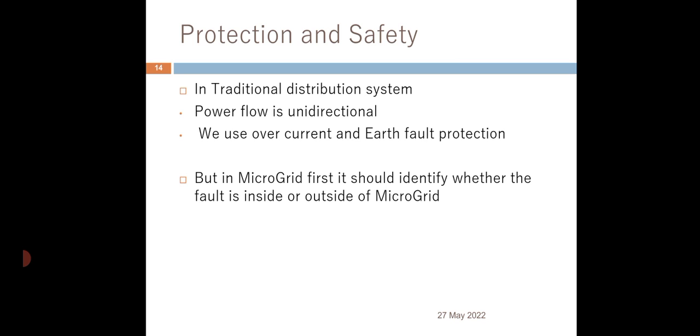Protection and safety. In a traditional distribution system, power flow is unidirectional. We use overcurrent and earth fault protection. But in a microgrid, first it should identify whether the fault is inside or outside of the microgrid.